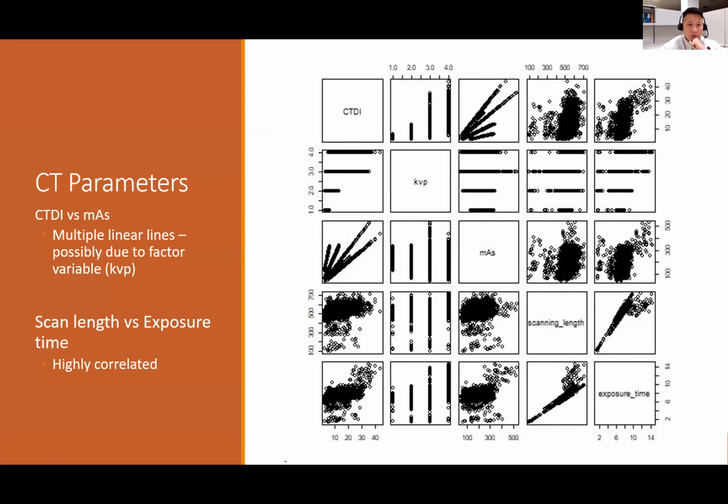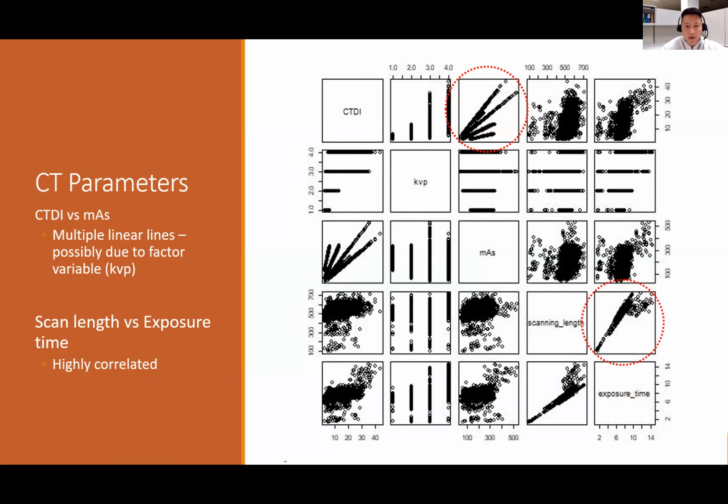And also the CT parameters. Here's the correlation map with the dose versus the CT parameters. I'll just quickly point out some of the key features that we're seeing. For example, when it comes to dose versus the CT parameter mAs, which is the X-ray tube current, we see a linear relationship, but there are several linear relationships. This leads me to suspect it has to do with the only factor variable that we have, which is the kVp, which on the left of this graph here is the 4 discrete points.